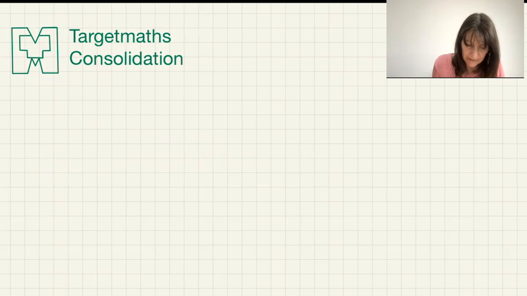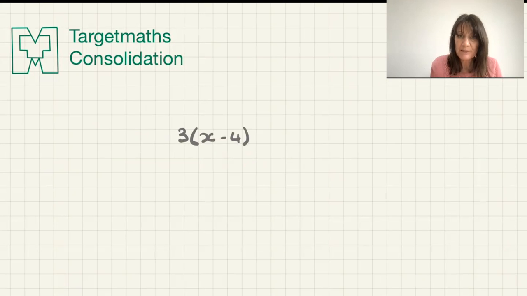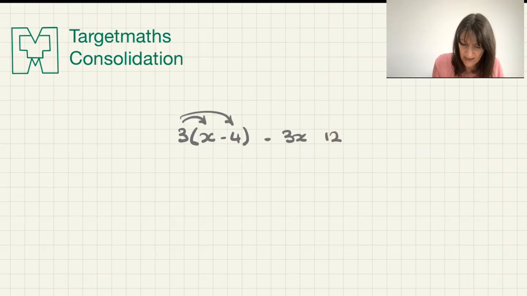Next one is 3 times x minus 4. Press play when you're ready. Okay, nice simple one for us. So 3 times x is 3x, and 3 times 4 is 12. It's negative 4, so it's negative 12.